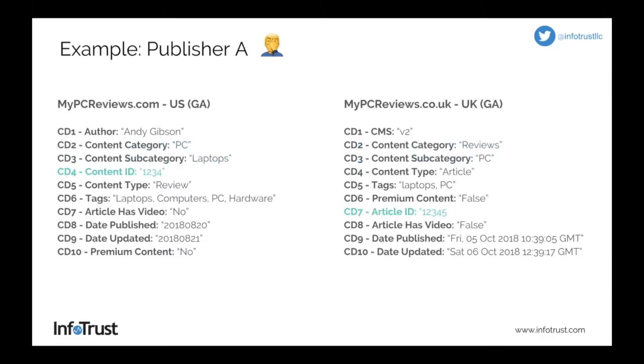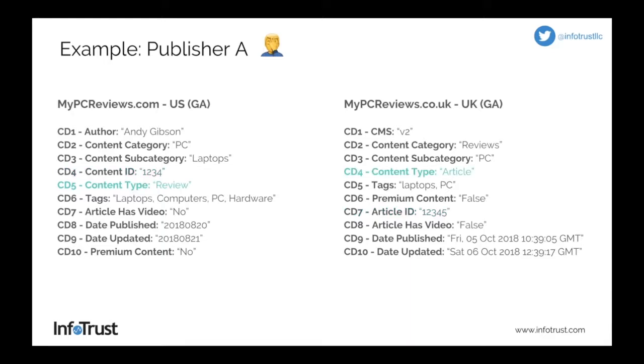Now also, the US team might be collecting a content ID. The UK team might be collecting an article ID. I'm not sure if those are the same things, but you can also see for the same article, it looks like the US team is collecting a 4-digit number, whereas the UK team is collecting a 5-digit number. So this causes some confusion: are we looking at the same thing? Where's this content ID or this article ID coming from? And is there a way to match these up?